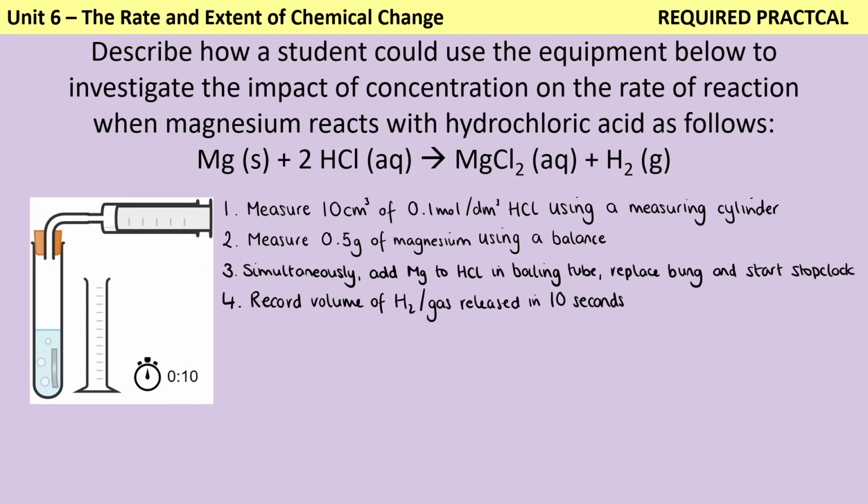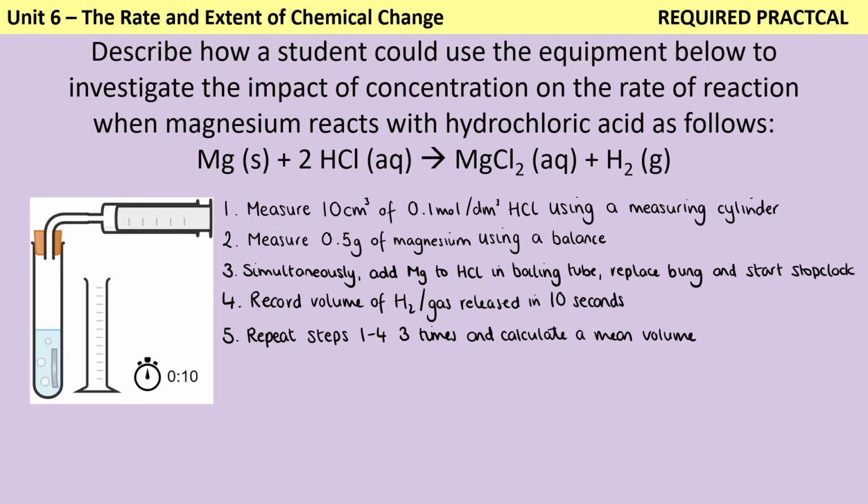My next step is going to be to record the gas that's released each 10 seconds. Again, the 10 seconds itself isn't important. What's important is that you're doing it at regular intervals. And then I'm going to repeat steps 1 to 4 3 times and calculate a mean value.